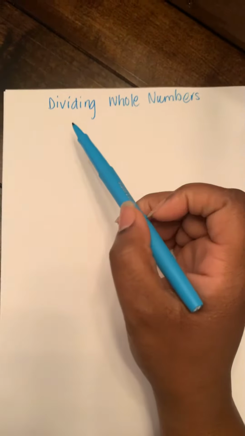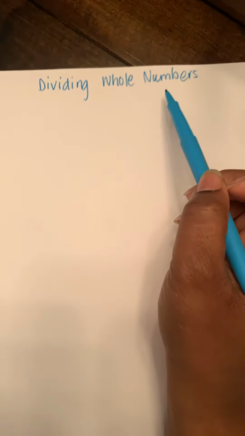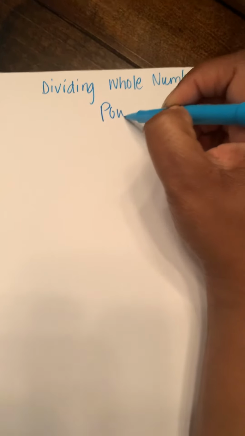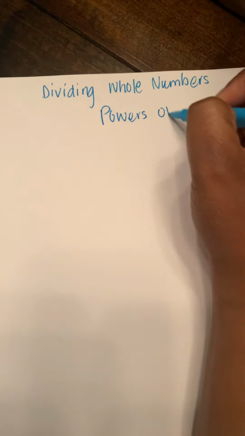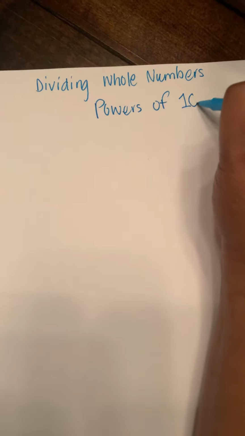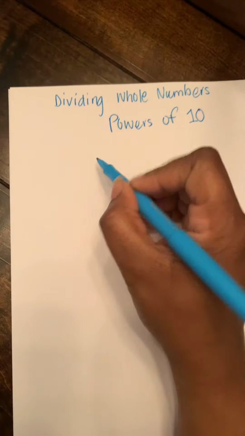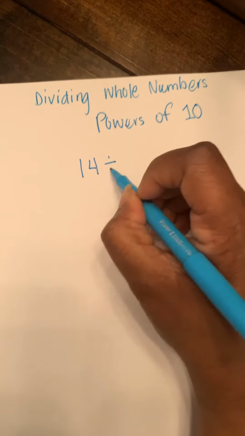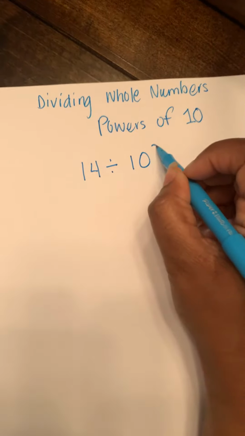Okay, today we will be dividing whole numbers. And we're dividing whole numbers by powers of 10. Okay, now let's say for an example, I have 14 divided by 10 to the second power.